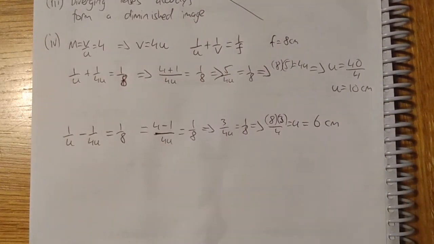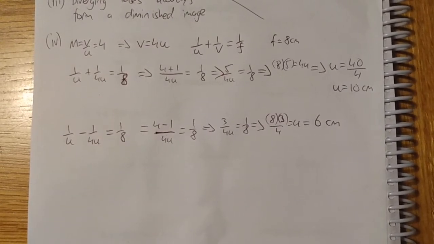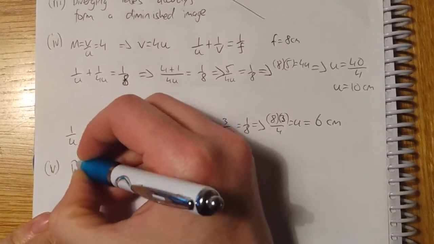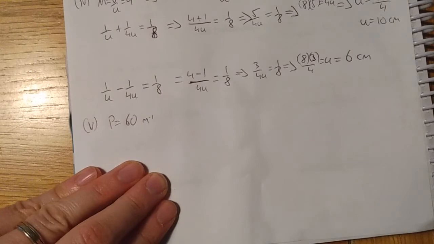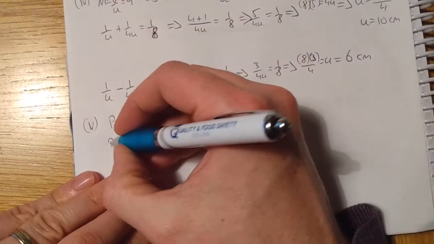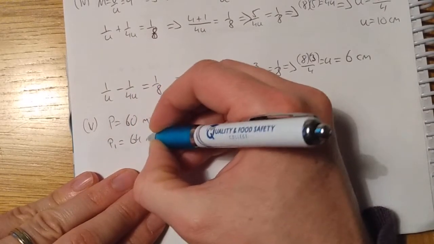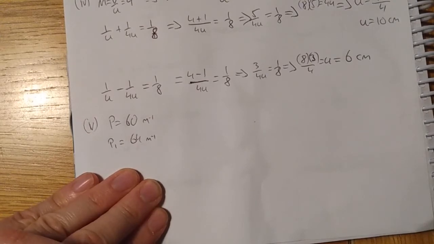Okay. The power of an eye when looking at a distant object should be 60 per meter. Part 5. The power should be 60 per meter. The effective power of the eye, I'm going to call that P1, is 64 per meter. They have to use glasses. Calculate the focal length of the lens required to correct this defect.